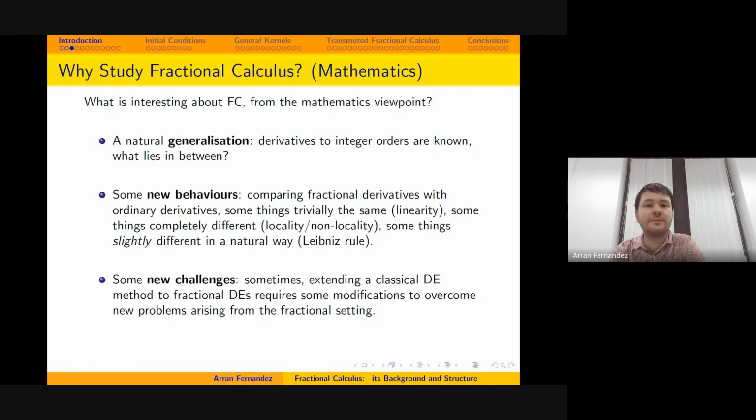From the mathematical viewpoint, fractional derivatives are a natural generalization. For me, this was a question that occurred to me when I first learned calculus. We also discover new behaviors. So this is always interesting in mathematics when we generalize some specific concept to a more general one, which behaviors stay the same and which ones are different. For example, ordinary derivatives and fractional derivatives are both linear, but ordinary derivatives are local operators and fractional derivatives are non-local operators. The Leibniz rule or product rule is a nice example of a situation where fractional derivatives behave differently from ordinary derivatives, but in a very natural way.